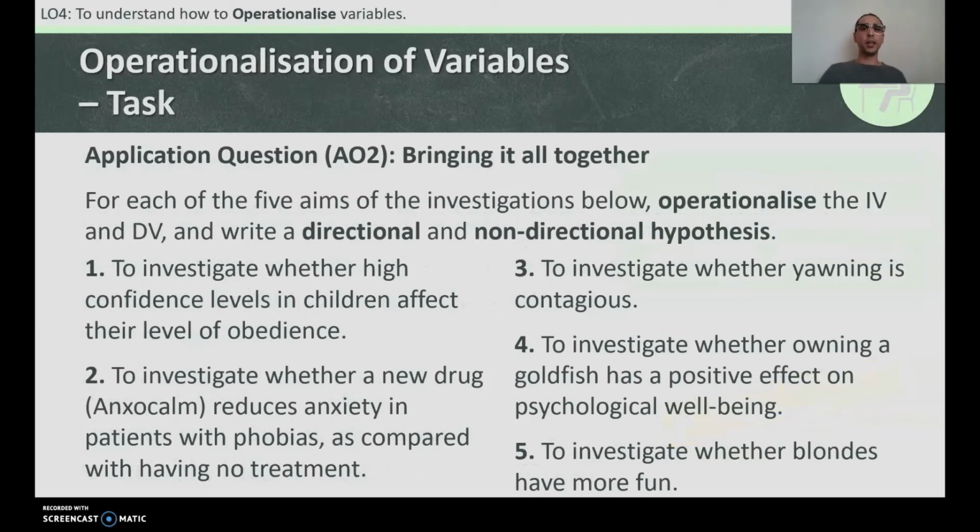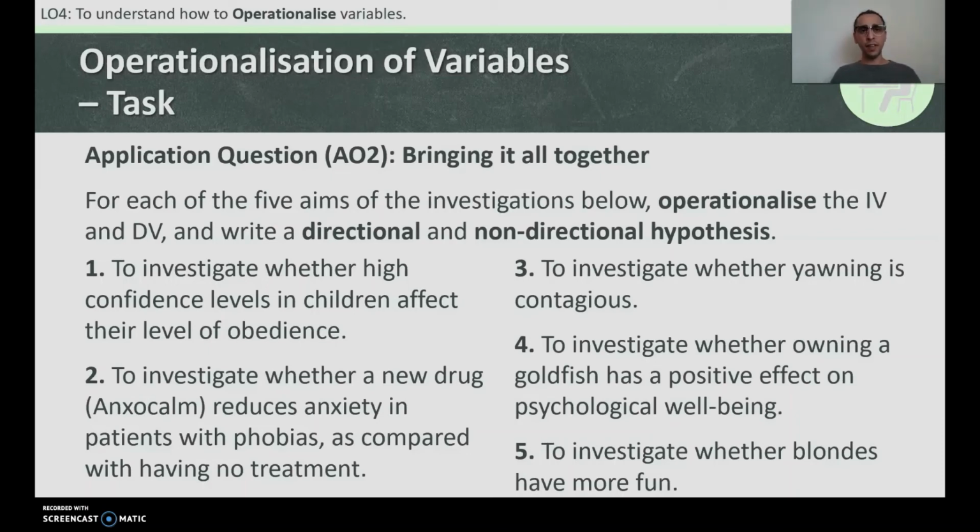Application question. There's loads here. For each of the 5 aims of the investigations below, operationalize the IV and DV and write a directional and non-directional hypothesis. Wow, that's going to be long. Okay, let's do the first one together and you can do the rest on your own. So number 1, to investigate whether high confidence levels in children affect their levels of obedience.